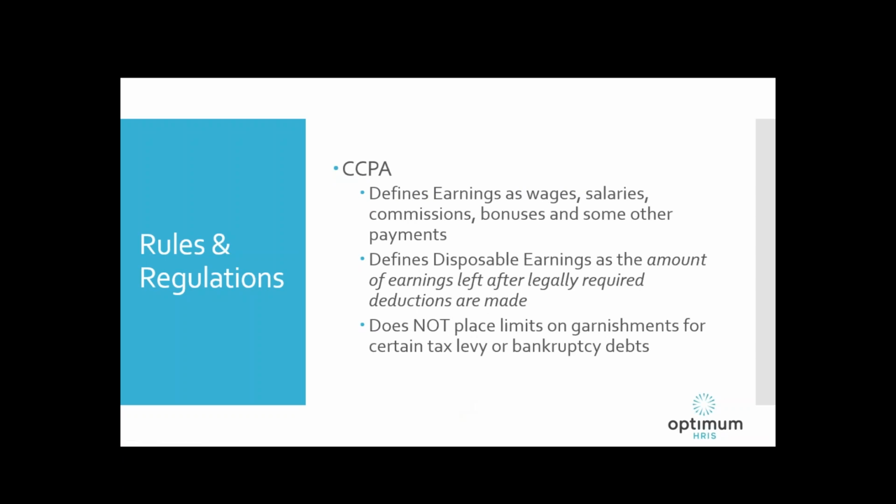CCPA also defines earnings, and it defines disposable earnings as the amount of earnings left after legally required deductions are made. So everybody asks, well, what are legally required deductions? And usually that refers to taxes, deductions that the employee has no choice in whether or not they get deducted. It does not include things like direct deposit. So when your employee looks at his direct deposit stub and it shows a direct deposit as a deduction so that his net check amount is zero, no, that is not a deduction that is used to calculate disposable wages, no matter how much your employee argues with you.